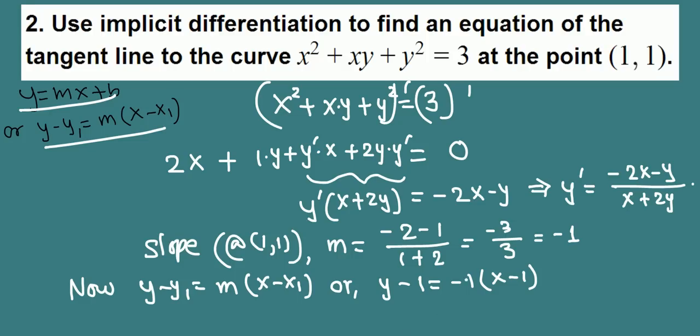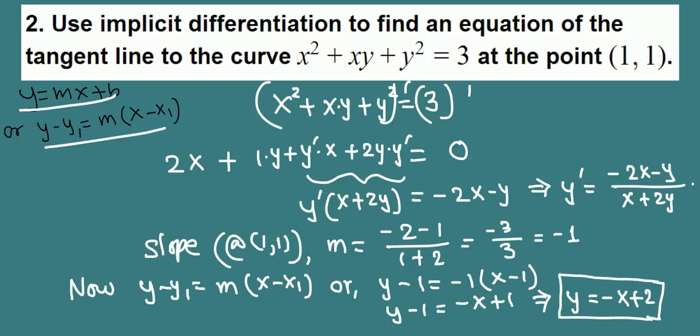We can simplify, distribute negative 1 in the right side, and move this 1 over. So y minus 1 equals negative x, negative 1 times negative 1, positive 1. To move this 1 over, we add 1 to both sides, and finally we get y equals negative x plus 1 plus 1, so plus 2. That's the equation, that's an equation of tangent line.